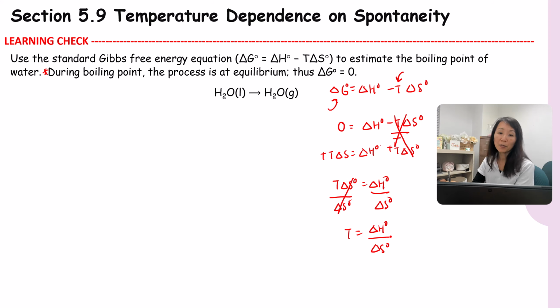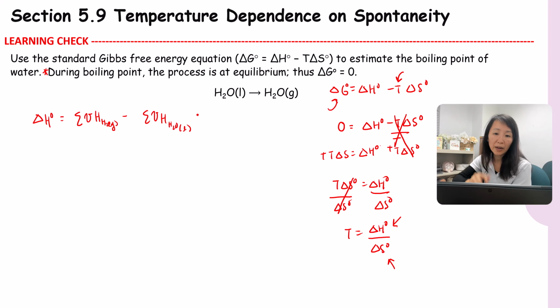Okay, well, we need to find the value of the delta H's and delta S's, and we know how to do that, hopefully. So delta H, you can find the summation of H for the products, and this one just has water gas, H2O gas, minus the summation of the reactants, which is H of H2O liquid. So I'm going to go back into the reference sheet and then plug these values in. Let's do it together.